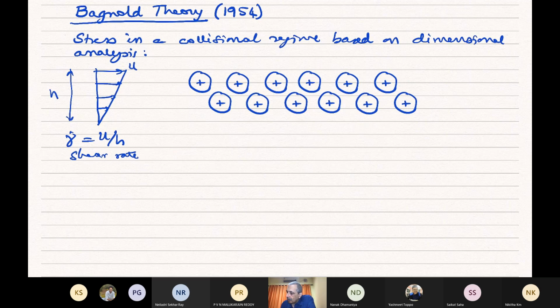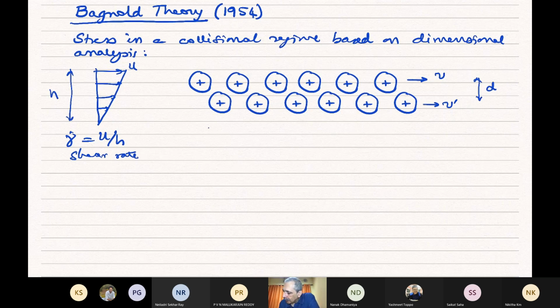Essentially what he imagined is that the top layer of particles is moving with the velocity v, and the lower particles are moving with a velocity v prime, which is less than v, because we have a velocity gradient like this. And he imagined that the separation between them is of the order of the particle diameter d.